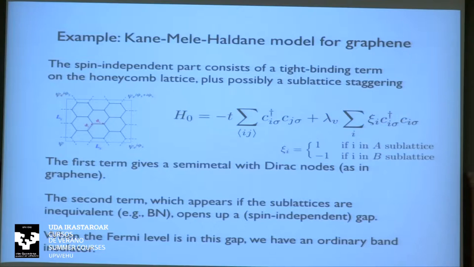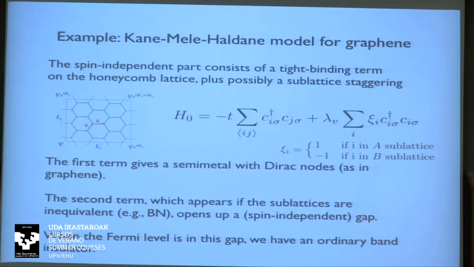So let's think about different ways you could open up a gap in graphene. The simplest is, forget about spin, forget about time reversal and things like that. Graphene has two inequivalent sublattices. Let's say the A sublattice is at the left end of a horizontal bond, and the B sublattice is at the right end. I could add a potential that is different on A and B. For example, this is what happens in boron nitride, which is also a honeycomb lattice, but boron and nitrogen are just different atoms. If you add this, you get a big gap, and that gap has nothing to do with spin. Let's just call that an ordinary band insulator. So nothing very mysterious. This is just an easy way to open up a gap from the Dirac nodes in graphene. And if we put the Fermi level in that gap, we have an ordinary band insulator.